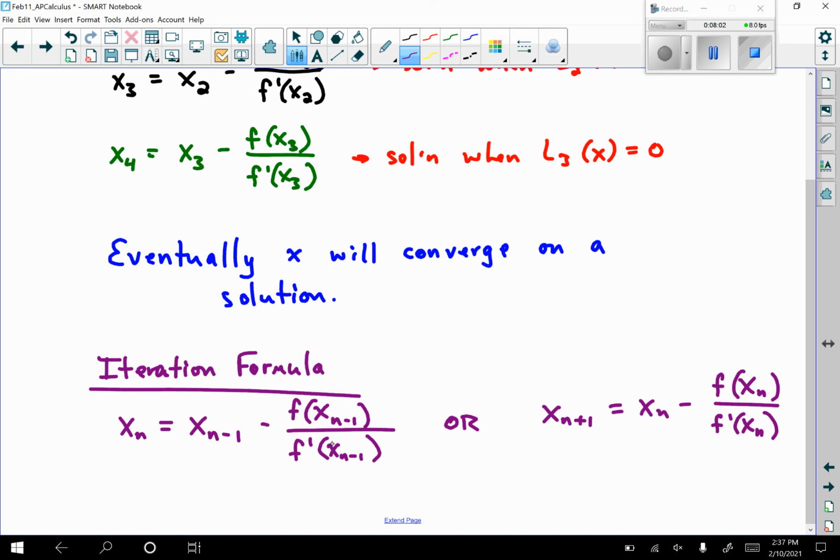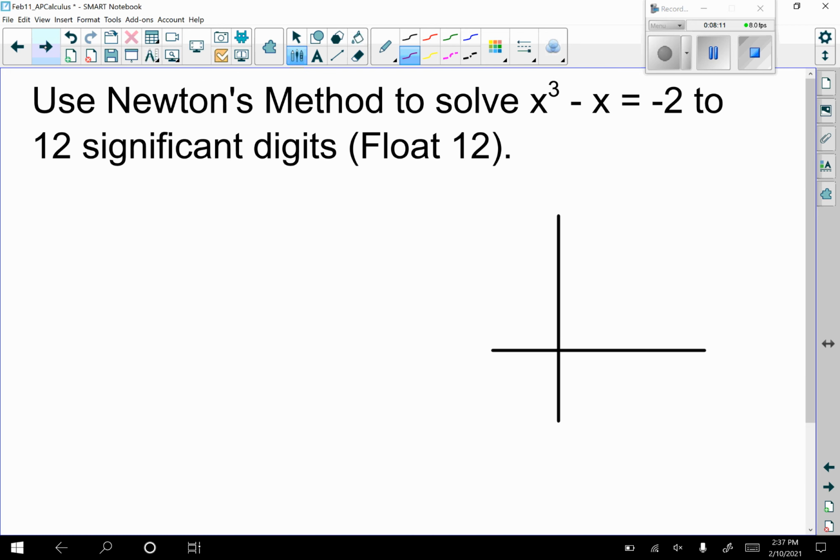All right, so we're going to use our calculator here. We're also going to use our knowledge of some basic graphs. We're going to go through one example. We're going to use Newton's method to solve this equation to 12 significant digits. So make sure on your calculators you take this out to float 12.